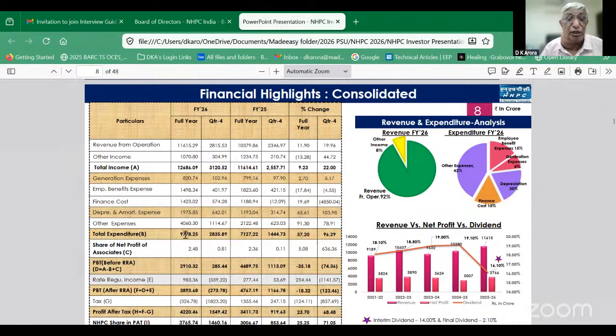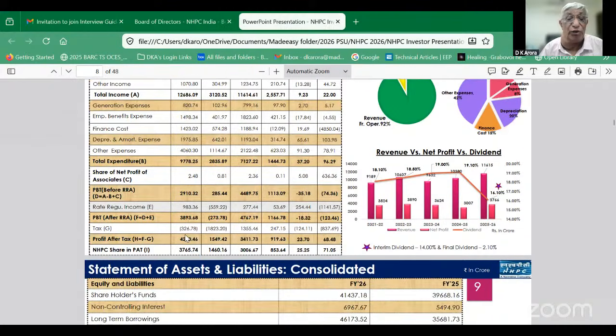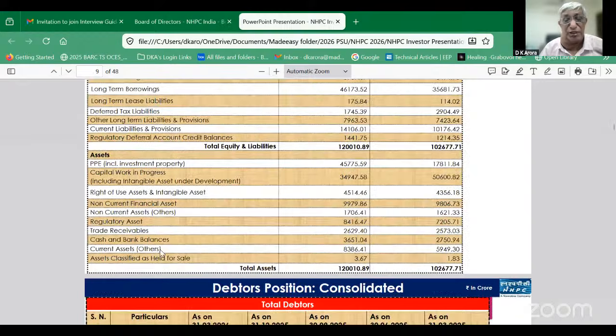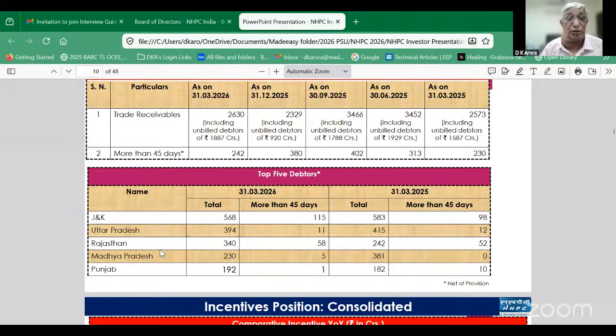And then the other figure which is important is profit after tax. And that number is 4,220. The two numbers that you need to remember: A, 12,686 crores, which is the total turnover of the company, and second is profit after tax, which is 4,220 crores. Okay. Statement of assets and liability, that's not for you, that's for the chartered accountants.